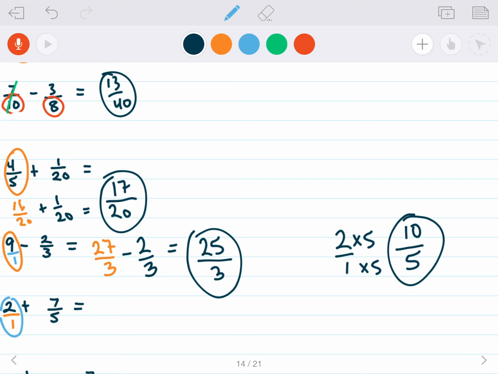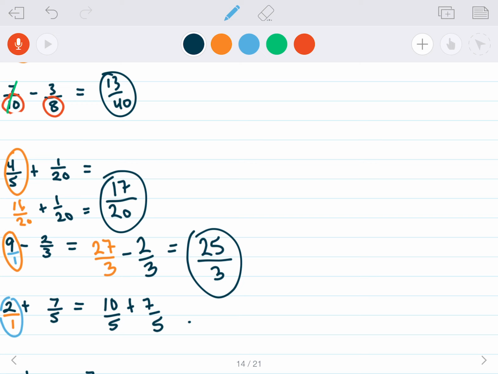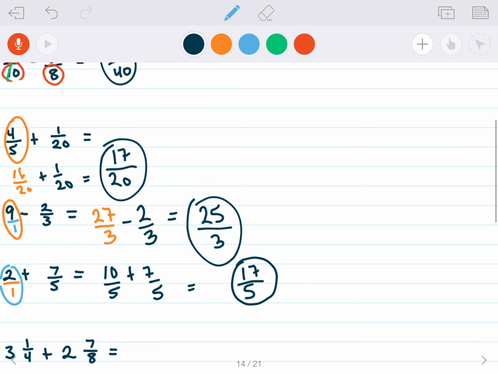All right. So this problem, 2 over 1 plus 7 over 5, is actually 10 over 5 plus 7 over 5. We're just replacing 2 with 10 over 5 so that we can add. All right. So now I can keep the denominator 5 and add the numerators. 10 and 7 make 17, and I can't reduce this anymore. So our answer is 17 fifths. Again, you can check on Desmos if you feel inclined to do so.